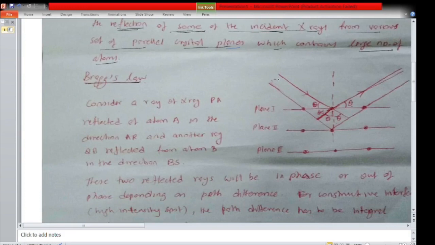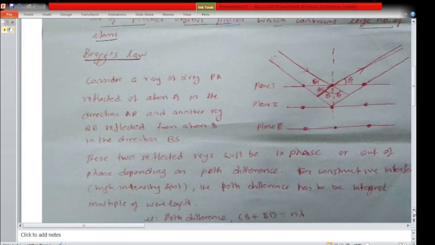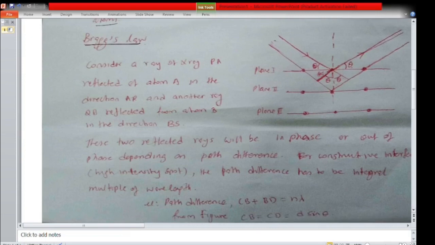This particular idea can be explained with the help of this figure, and this is known as Bragg's law. When you consider the incident radiation, or incident X-rays, let us consider a ray of X-ray. Let's say this is P, and this is an atom at position A. So PA is the incident X-ray, which is reflected by atom A in the direction of AR.